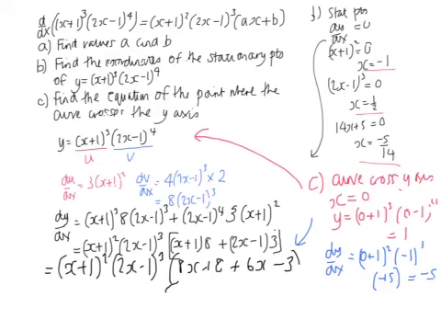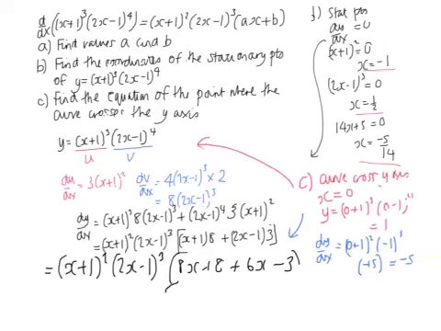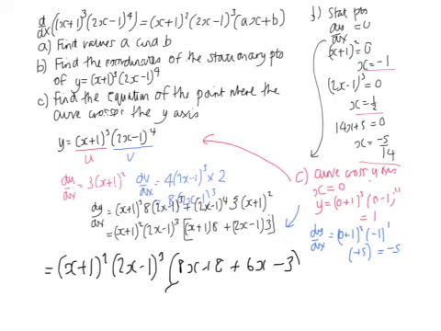So nearly done. Okay, so we've got value of x is 0, value of y is 1, and the gradient is minus 5. So we've got minus 5 lots of (x minus 0) is y minus 1. So y plus 5x equals 1.